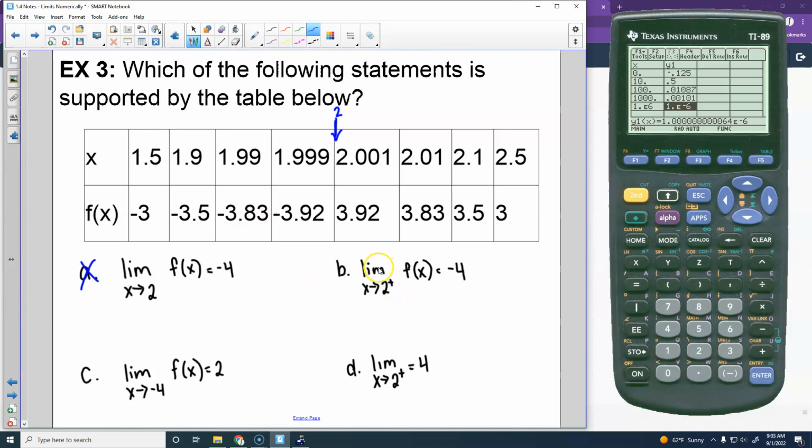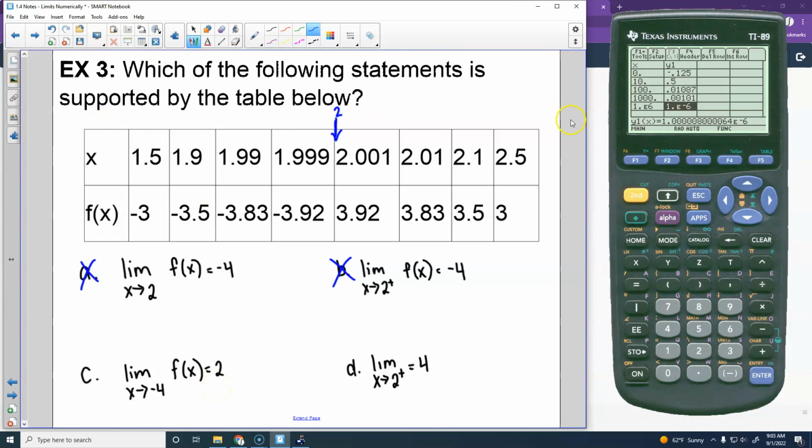All right, B, we've got the limit as x approaches 2 from the right of f of x equals negative 4. Is that supported? Okay, it is not. What does it look like we're going to? It looks like we're going to 4, not negative 4. So B is out. Okay, limit as x approaches negative 4 of f of x equals 2.